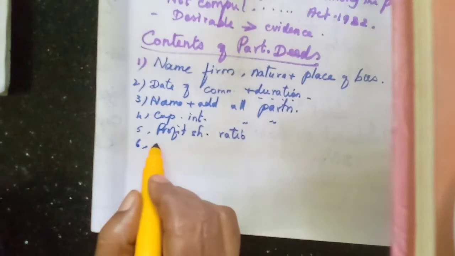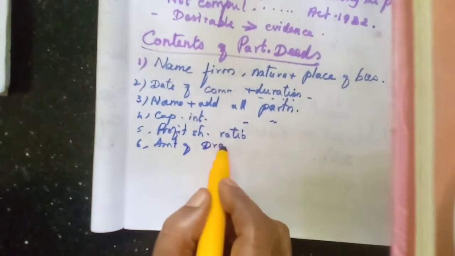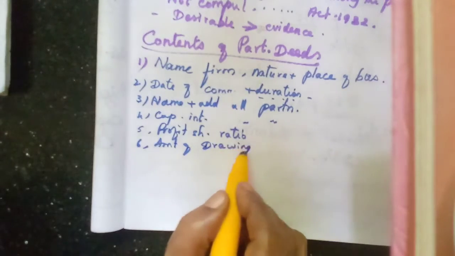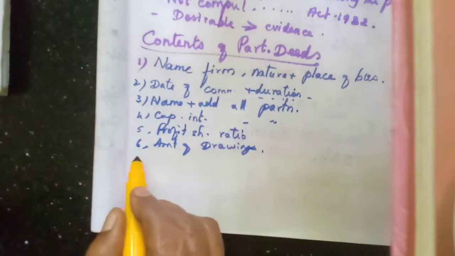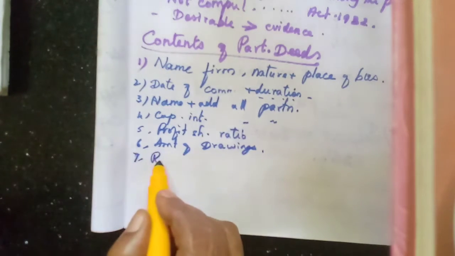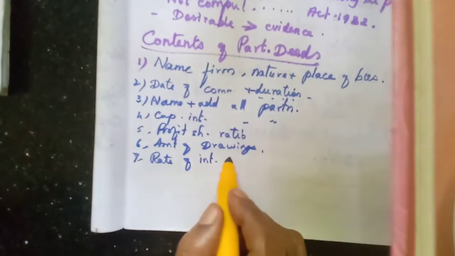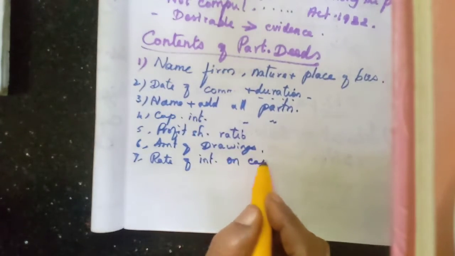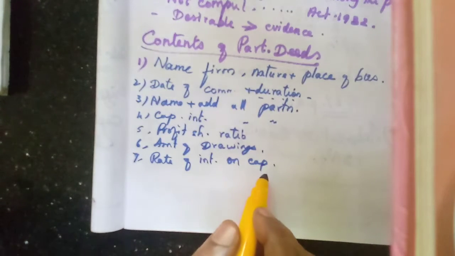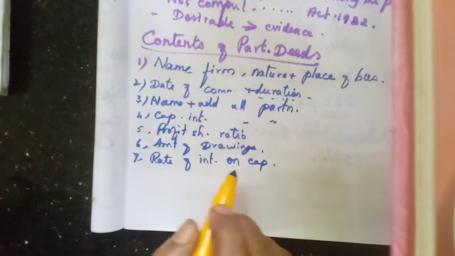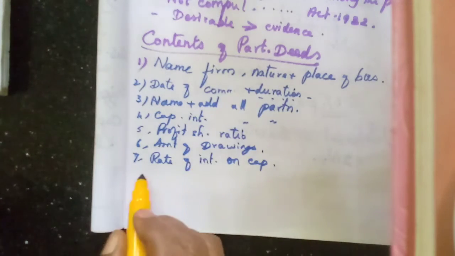Then the amount of drawings of each partner, how much is allowed. Then the rate of interest on capital, how much from the capital. On the opening capital they will calculate, say, 1%. That percentage will be written in the deed. That is the rate of interest on capital.